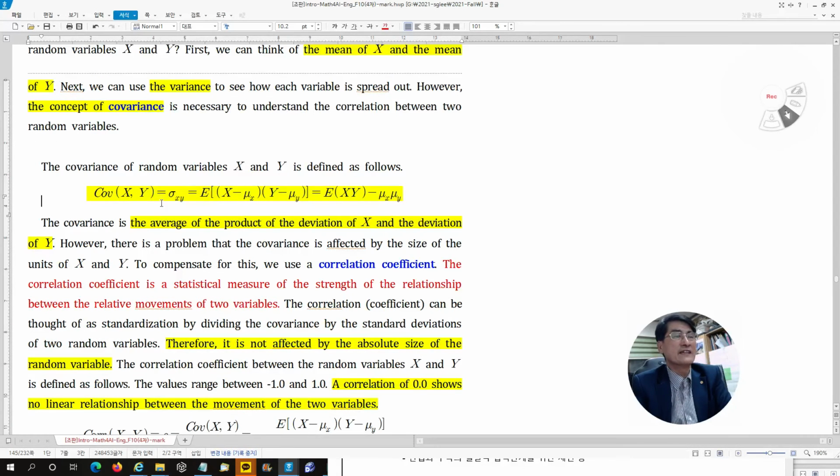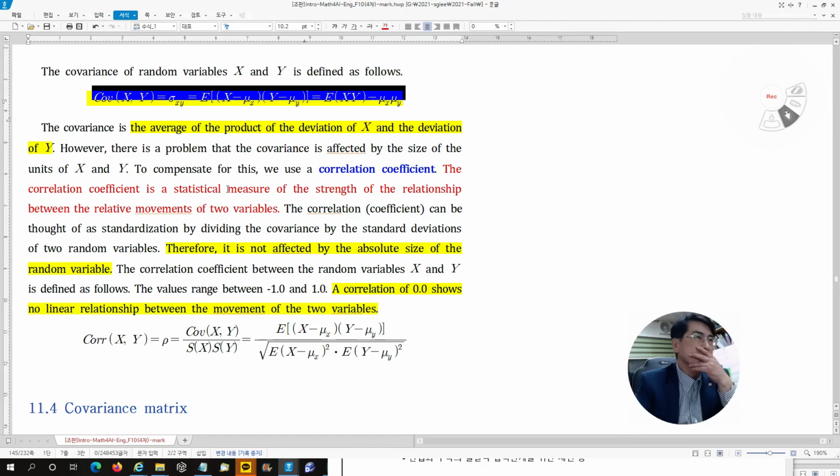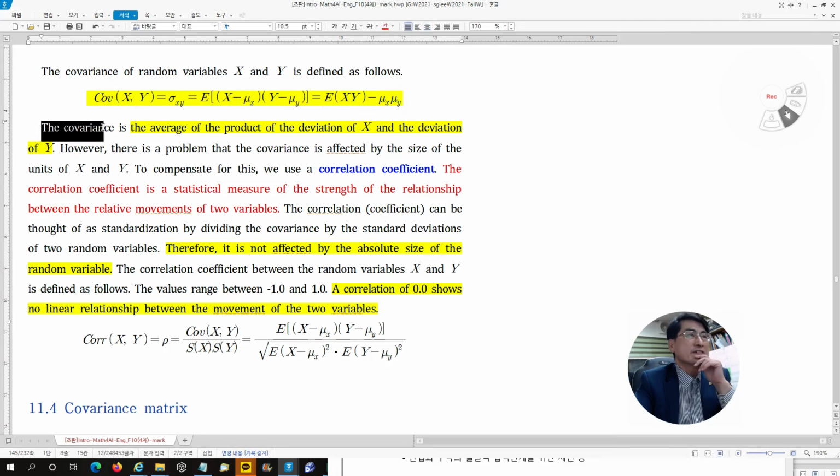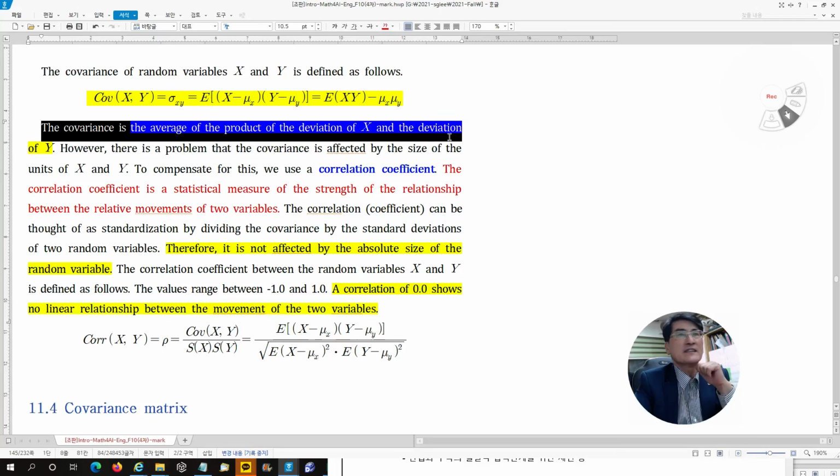Covariance is defined in this way. Covariance of x and y is written as sigma of xy, which is the expectation of x minus mu x times y minus mu y, which can be written as E of xy minus mu x mu y. This is the definition. This covariance is the average of the product of the deviation of x and the deviation of y.